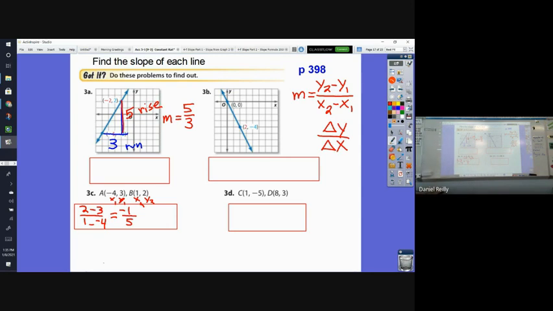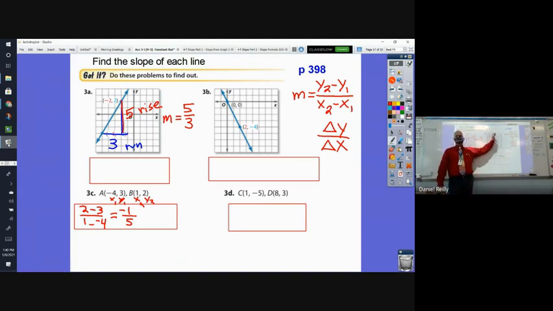Okay? If I did this the other way around, and I labeled this point as point 2, and this point as point 1, and I did 3 minus 2 and 1 minus -4, it would be 1 over -5. Either way, the slope is negative. Do the next one on your own. Go.